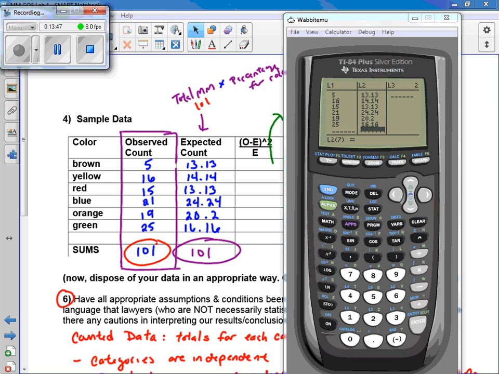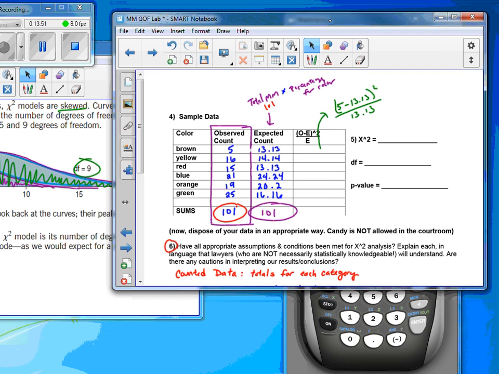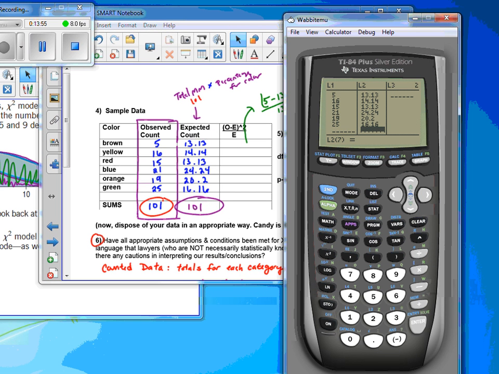All right, so I've cheated a little bit. I have all of my data in the list already. I have my observed counts in list 1 and my expected counts in list 2. Now I'm trying to find observed minus expected squared divided by expected, so I'm going to use the calculator to my advantage.